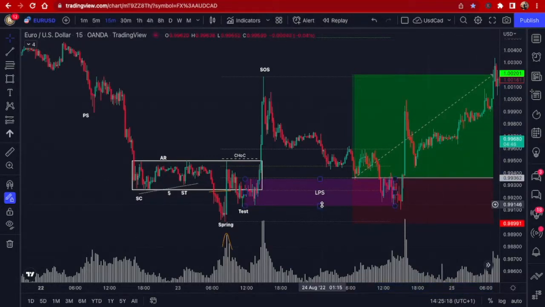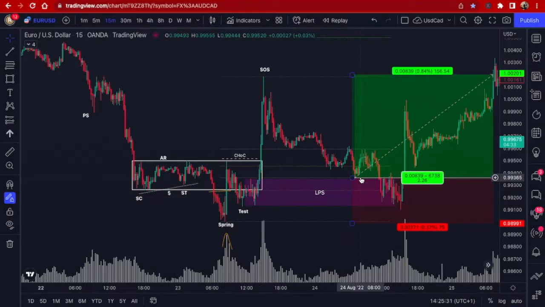The best part about this as well is you didn't need to be sat here watching the markets from this point to this point trying to catch an entry. As soon as we've got our sign of strength, once we can then identify our last point of support, we simply place an order and then we sit back, we go to the gym, we do whatever we want to do and let the market work for you.